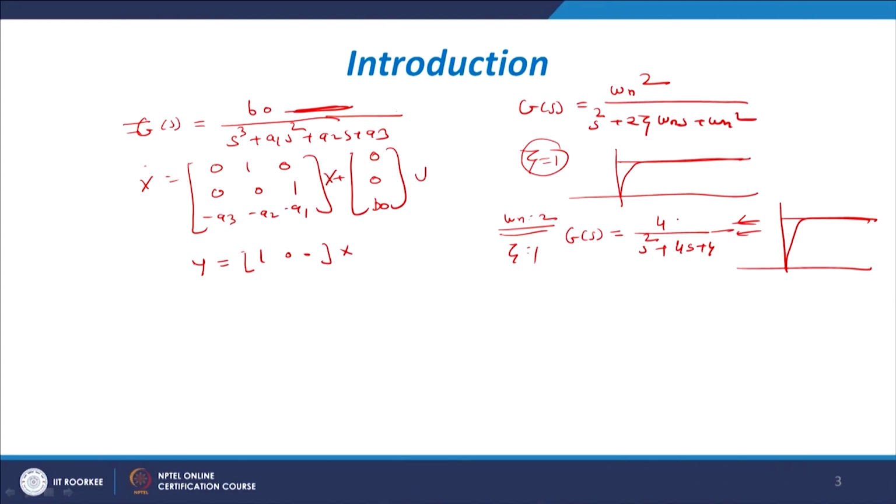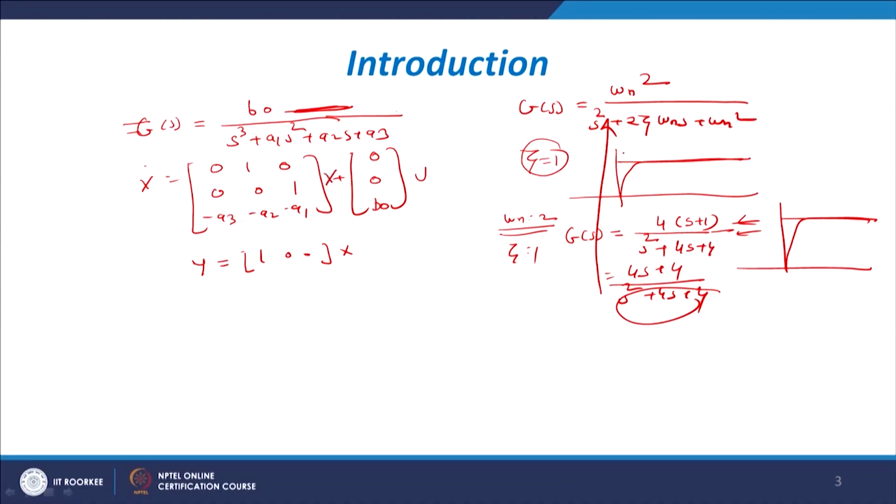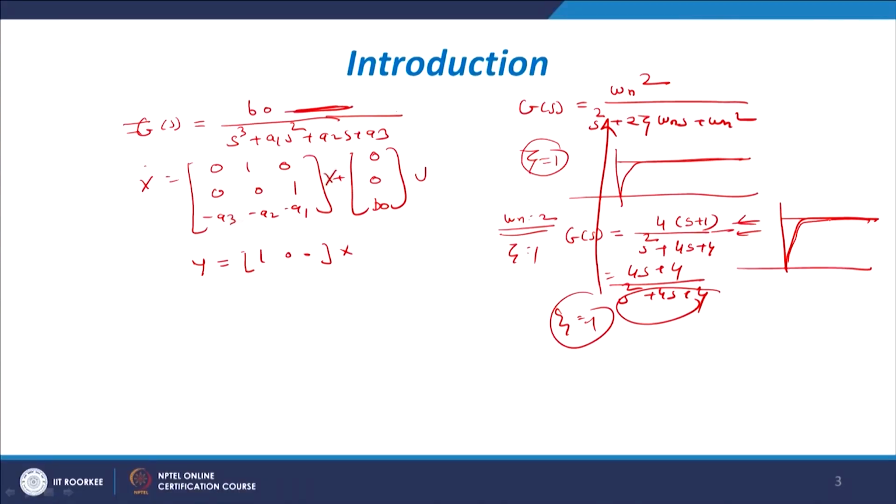But if you add a zero, let us say we add 4s plus 1 in the numerator, the transfer function becomes 4s plus 4 upon s square plus 4s plus 4. Normally when we compare, we compare with this one, and zeta is also 1. But we will not get this type of critically damped response; there may be certain overshoot or a change in the steady state error. Therefore, a zero plays a very important role in our control applications.